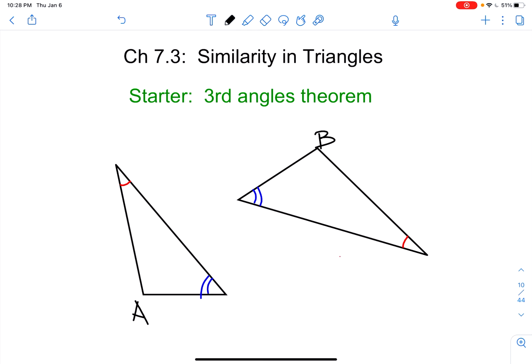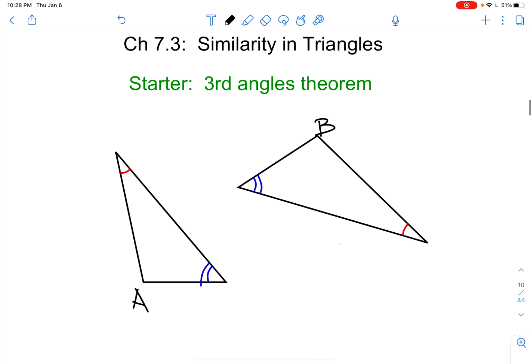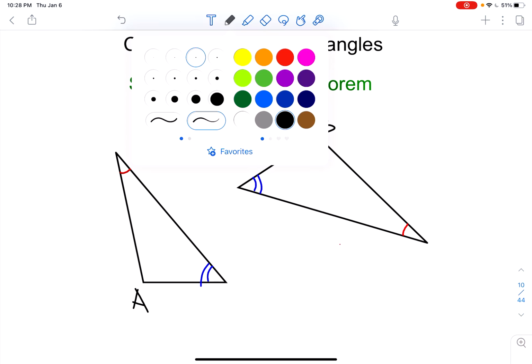Hey guys, so for 7.3, we're going to be talking about similarity in triangles. Remember, before we discussed how to find if two triangles were congruent using things like angle, side, angle, side, hypotenuse, leg, etc. Well, now we're going to apply that same idea, but instead of trying to decide if the triangles are congruent, we're going to use things like that to determine if they are similar. So the first one, we're going to apply the third angles theorem.